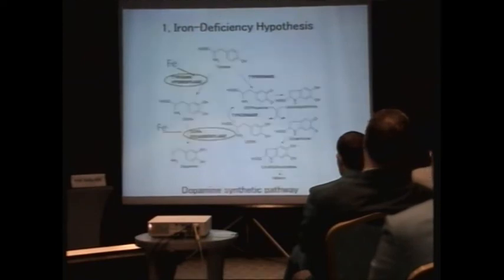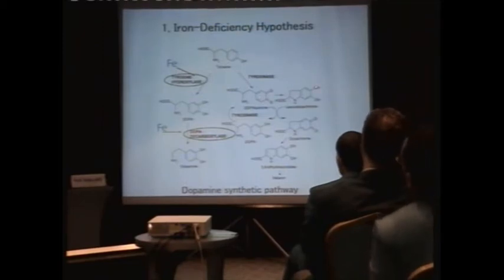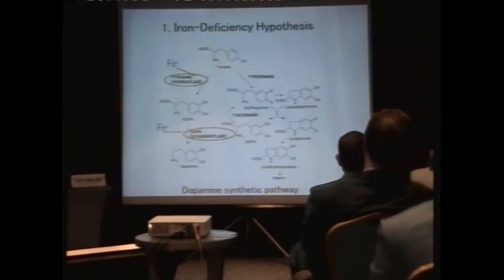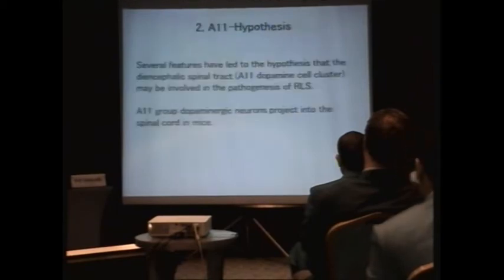So, why is iron important? The answer is this: iron is a coenzyme to produce dopamine. So the brain needs iron for dopamine activity. This is the reason why iron is important. So, several groups produced iron insufficiency models. But we cannot completely understand the pathophysiology yet.